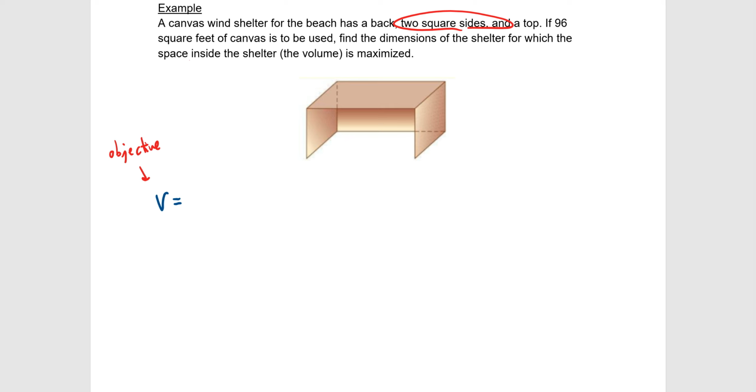squares, which means if we let this be x, then this is also x, because the square's sides are all the same. That's kind of key to being able to do this, that those are the same variable. And then we can let this length up here be y. So that means the volume is x times x times y, which is x squared times y. So that's the volume. Next thing that we need is the constraint equation. 96 square feet must be used. We know that's the constraint: 96 square feet.